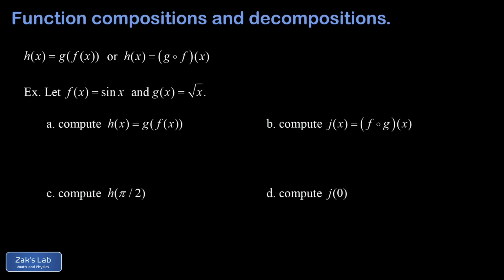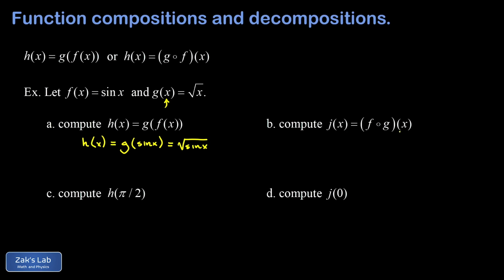To make it clear what we mean by function composition, we'll work a quick example. So in this example, we're saying f of x is the sine function, sine of x, and g of x is the square root function, just square root of x. In part A, we want to compute h of x, where that's g of f of x. So to get this done, we just replace f of x with its definition. That's the sine function. So I have g of sine of x. And when I replace x with sine of x in that function g, I get the square root of the sine of x. So there's h of x.